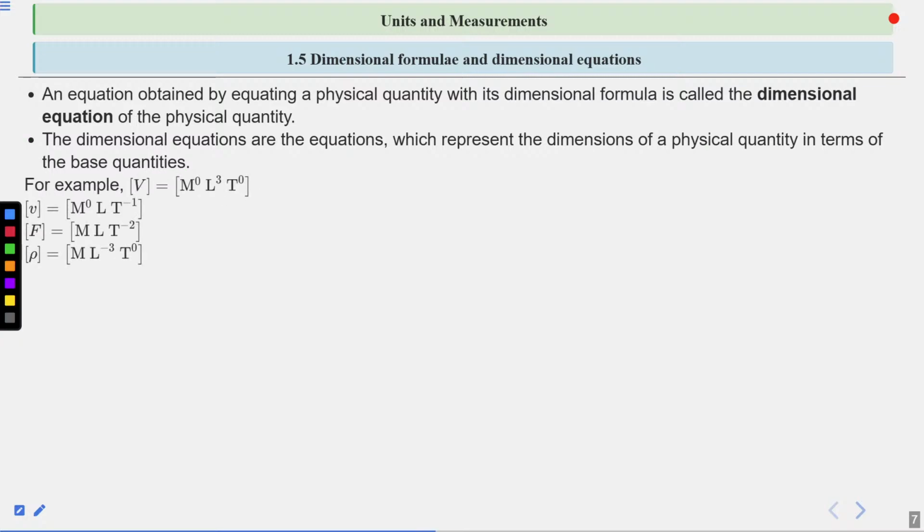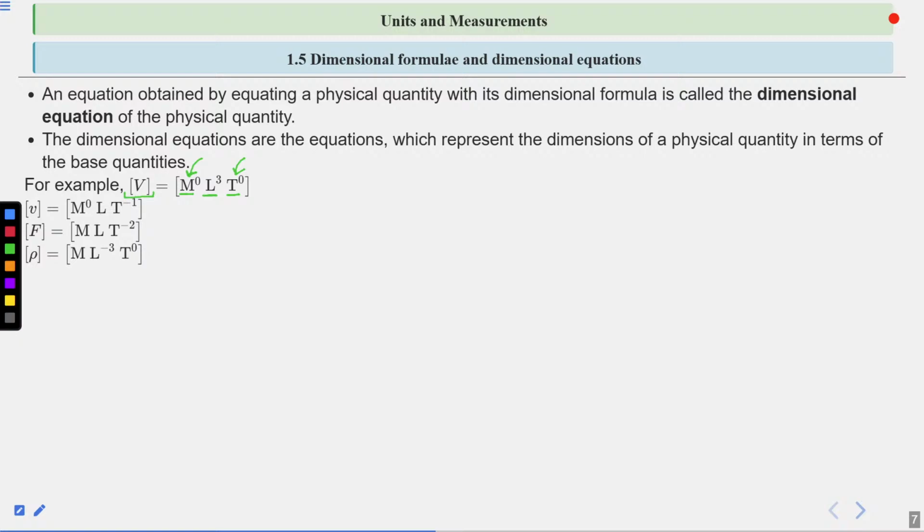For example, volume. This is the representation of the dimensional formula of volume. Volume has only 3 lengths, so 3 lengths means L into L into L, so it becomes L cube. And there is an absence of mass and absence of time. It means volume is independent of mass and independent of time. So the remaining term is L cube. So this is the dimensional formula of volume.